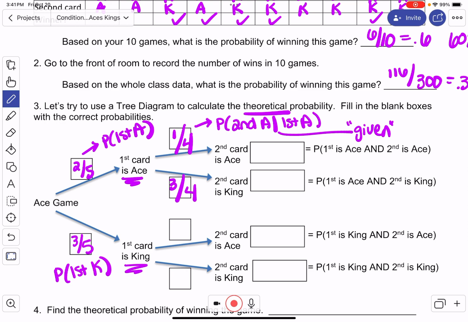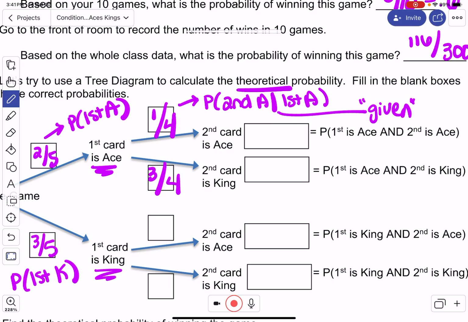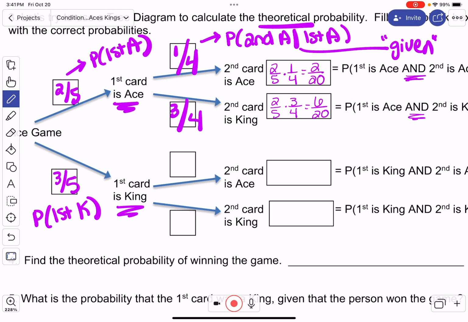And so what we do, if the first one was an ace and the second was an ace, we take our 2/5 and multiply it times the 1/4, which is 2 out of 20. And so this is the probability the first is an ace and the second is an ace. Both of those happened. So then if the first one is an ace and the second one is a king, we multiply those two probabilities, which would be 6 out of 20. So that's the probability that the first is an ace and the second is a king.